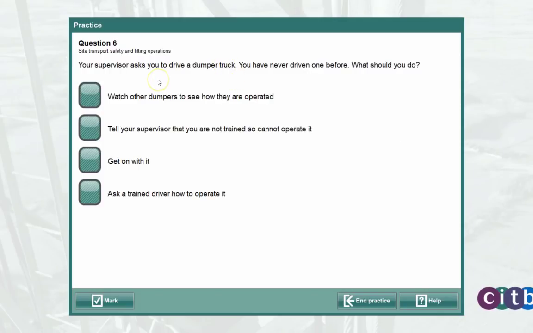Your supervisor asks you to drive a dumper truck. You have never driven one before. What should you do? Watch other dumpers to see how they are operated. Tell your supervisor that you are not trained, so cannot operate it. Get on with it. Ask a trained driver how to operate it.